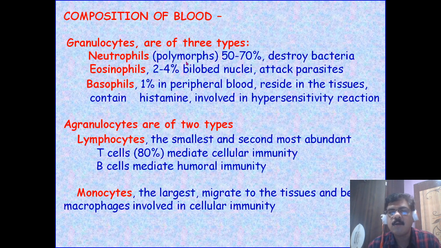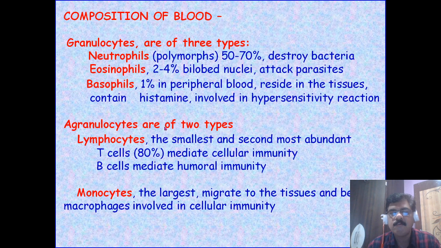The neutrophils are called polymorphs because they are present in different morphological shapes. They have different types of nucleus, bilobed, multilobed, and they are 50 to 70%, and they work in the destruction of bacteria. Eosinophils are 2 to 4%, have a bilobed nucleus and attack parasites. Basophils are only 1% in peripheral blood, reside in the tissue and contain histamine, which is involved in the hypersensitivity reaction, specifically in allergic reactions.